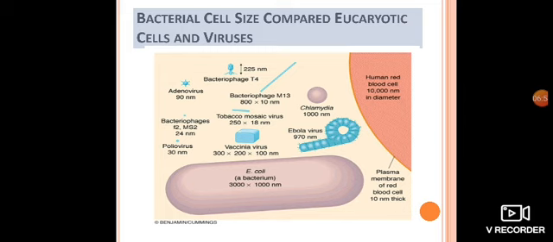Now here in the slide we can observe a small example, a comparison between the bacterial cell and different types of viruses. First point, when we observe the bacteriophage at the top of the slide, bacteriophage T4 is 225 nanometers in size. And if we take the example of poliovirus, it is very small, 30 nanometers.